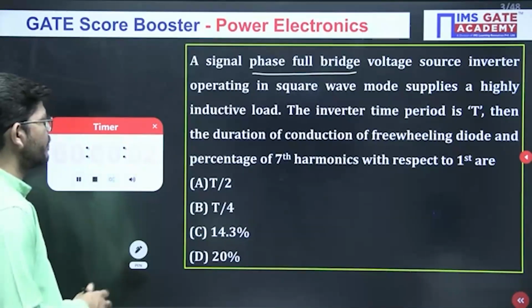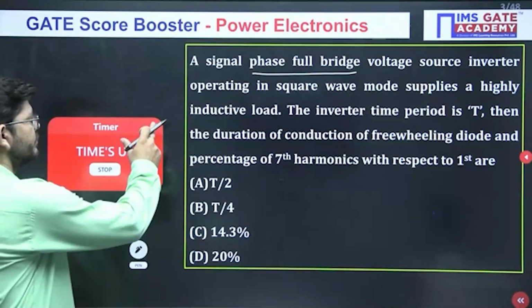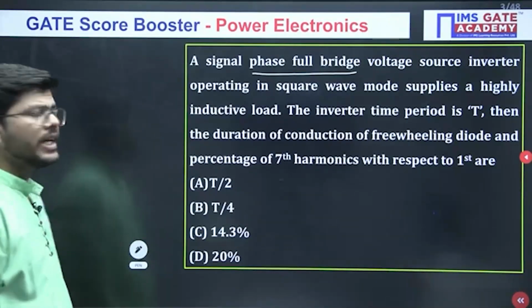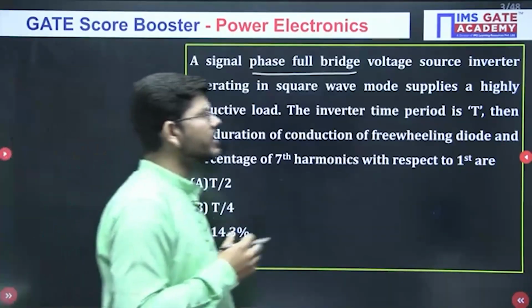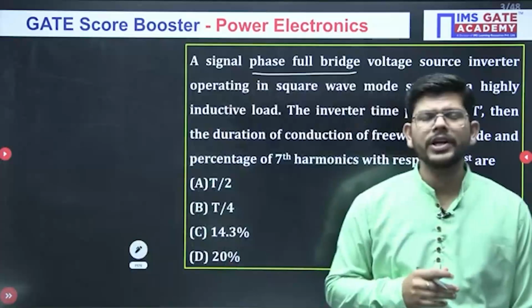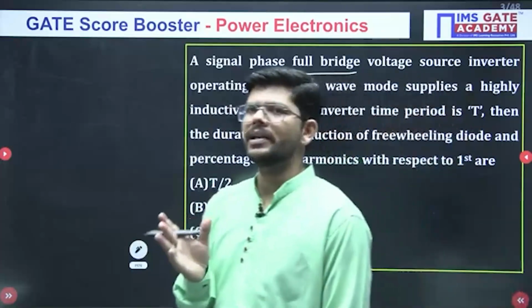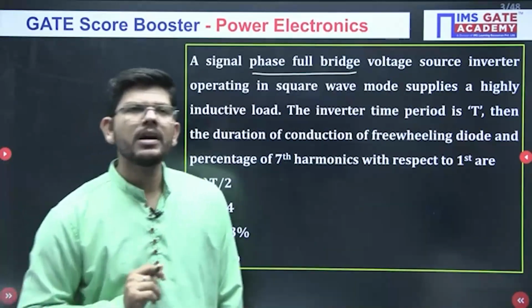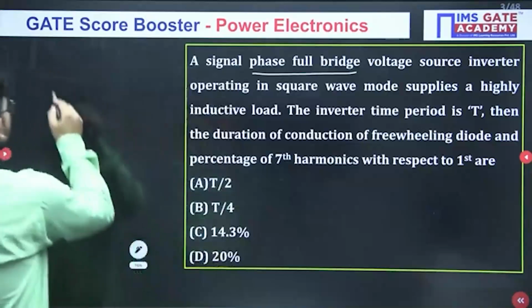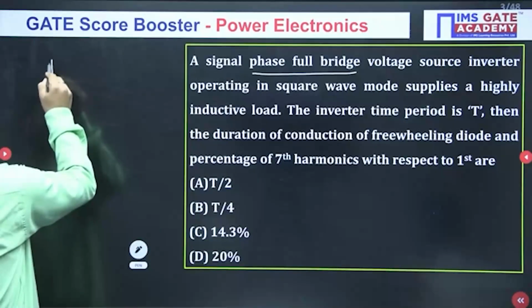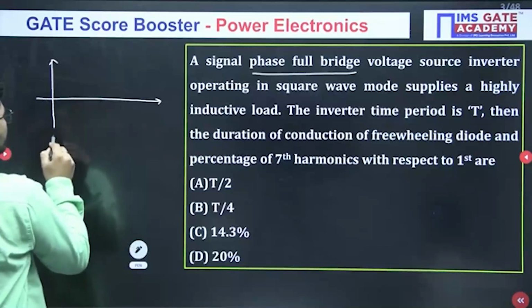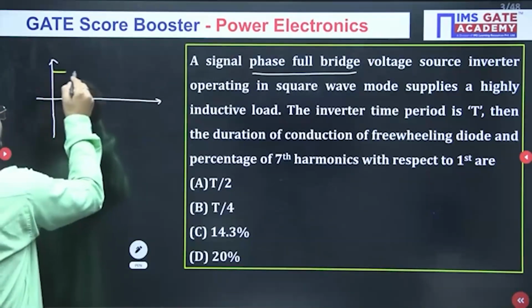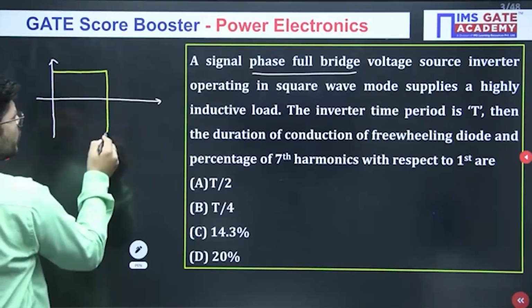Okay, so let's see how we will approach this problem. We have a single phase full bridge voltage source inverter. Each switch will have an anti-parallel diode with it as well. Now it has been said that it is operating in square wave mode, so the output voltage is a square wave like this.